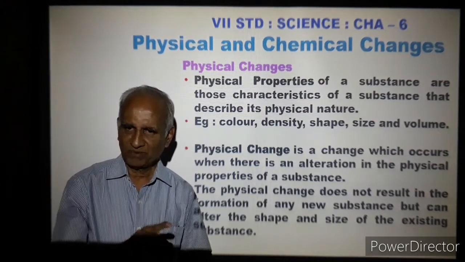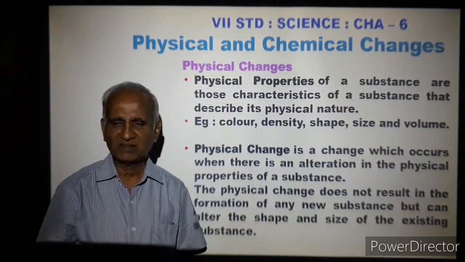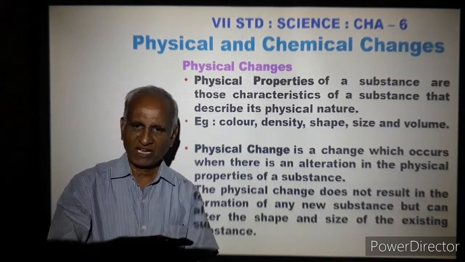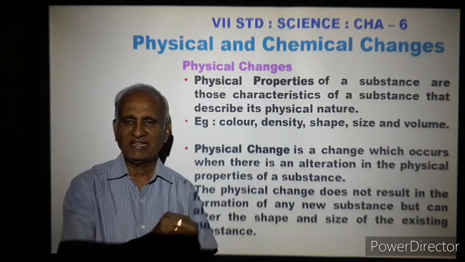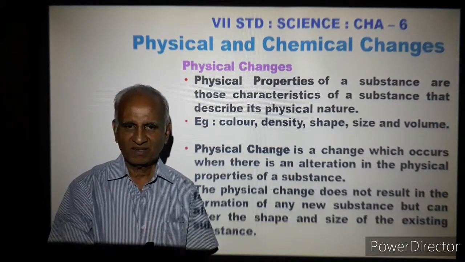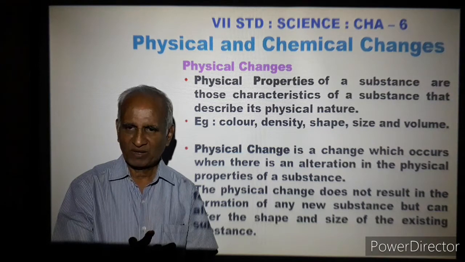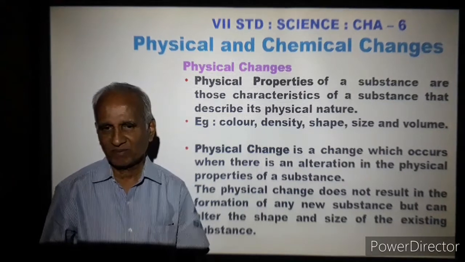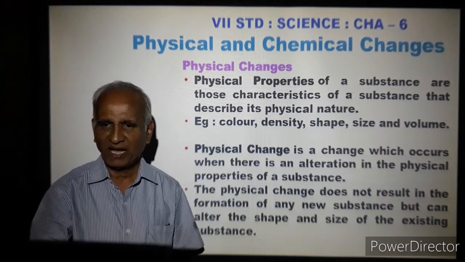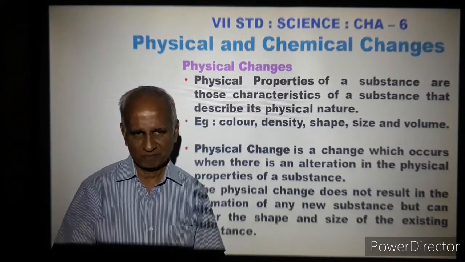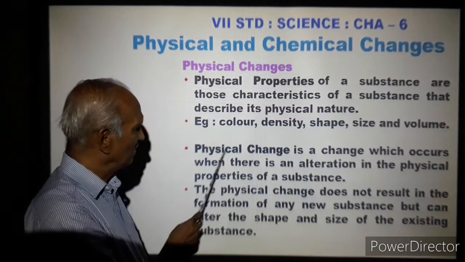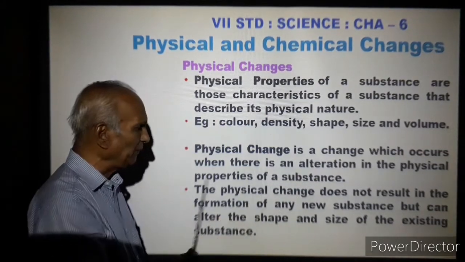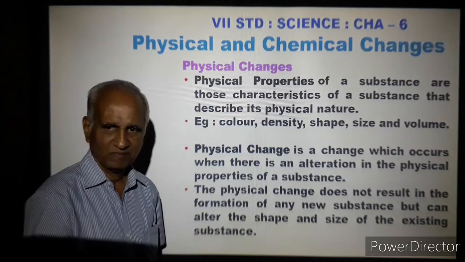To begin with, it was a full sheet. Once you tore, it has got converted into a number of pieces now. It is in pieces. But chemically speaking, it's one and the same. There is no difference. Physical quality has changed. Earlier it was one entire sheet, now it is in pieces. So physical change is a change which occurs when there is an alteration in the physical properties of a substance.